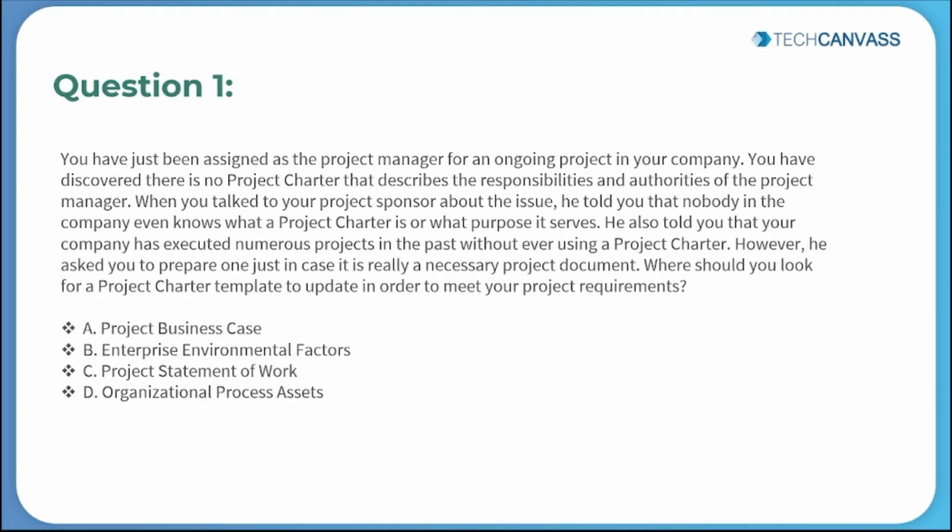Now, if you can see the options provided, the first option is project business case. The second option is enterprise environmental factors. The third option is project statement of work. And the fourth option is organizational process assets. By looking at this question, usually you will see that the templates for project documents are found in the organizational process assets. So most of the people are going to select organizational process assets, which is the D option.